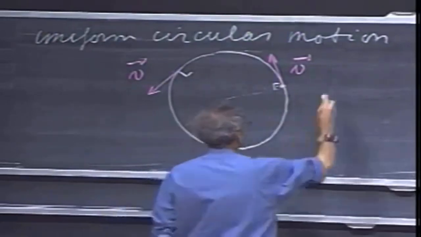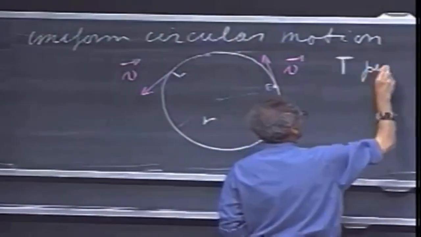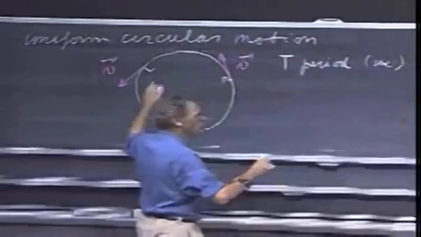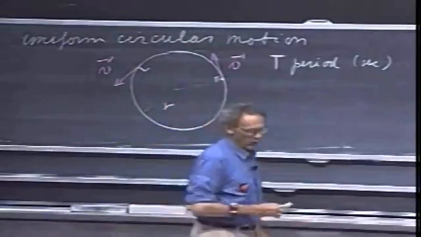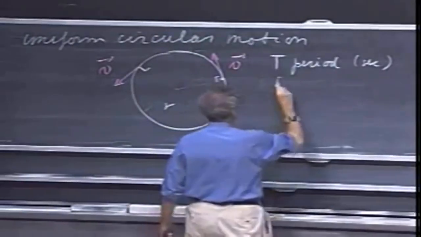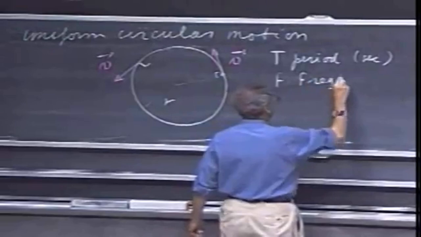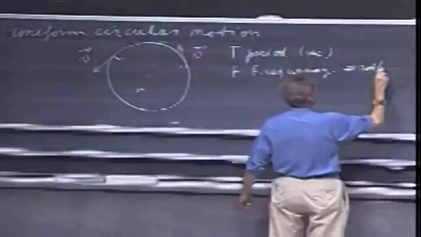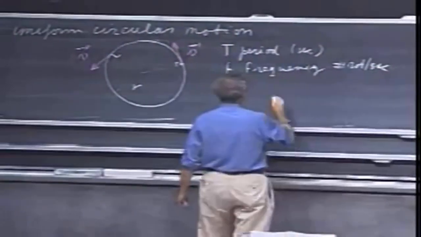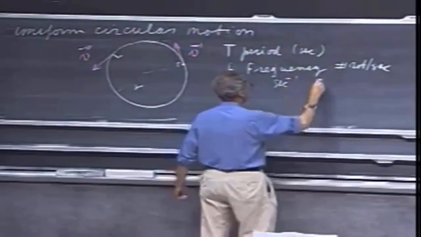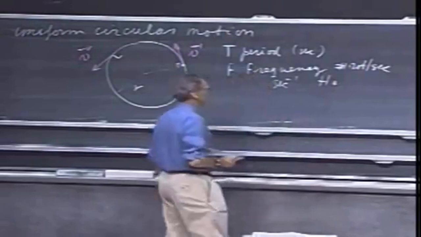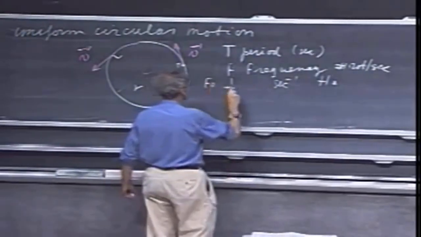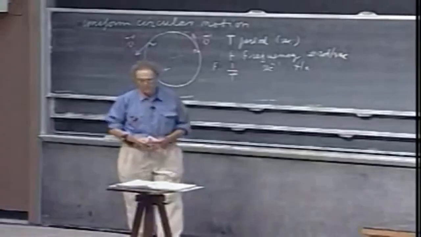We introduce T, what we call the period, which is in seconds, the time to go around once. We introduce the frequency f, which is the number of rotations per second. The units are either second to the minus 1 or, as most physicists would call it, hertz. And so frequency is 1 divided by T.